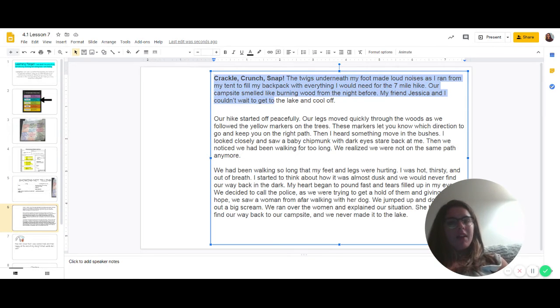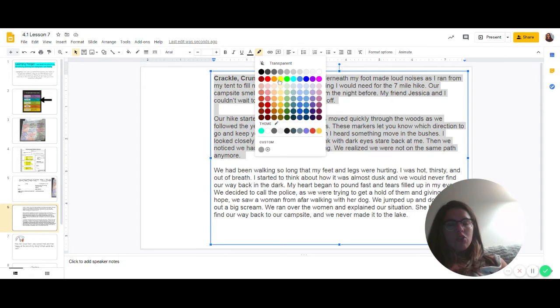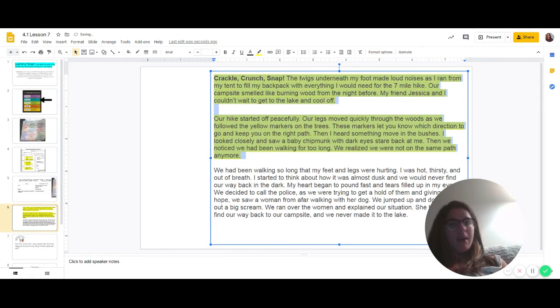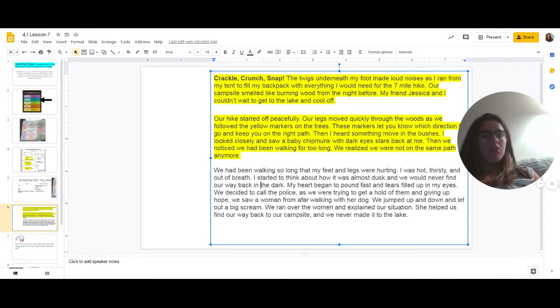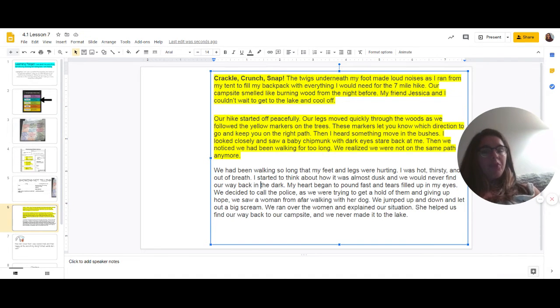If you guys remember, I already wrote the beginning and the middle. So I'm going to highlight that to show you I already wrote that. Now I'm going to write my ending. So just to remind you what my story is, I'm going to read the whole thing again. Crackle, crunch, snap. The twigs underneath my foot made loud noises as I ran from my tent to fill my backpack with everything I would need for the 7 mile hike.